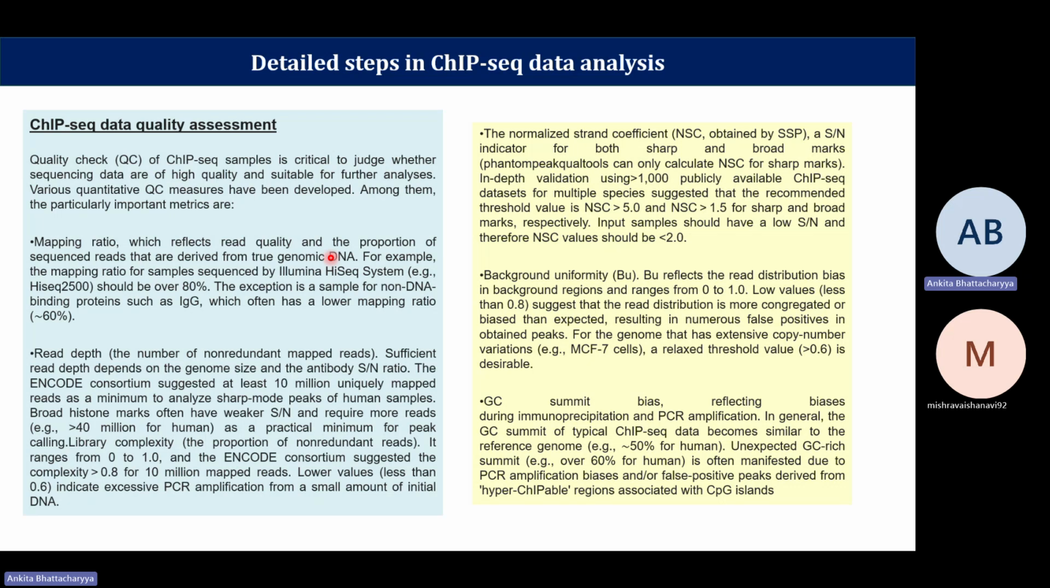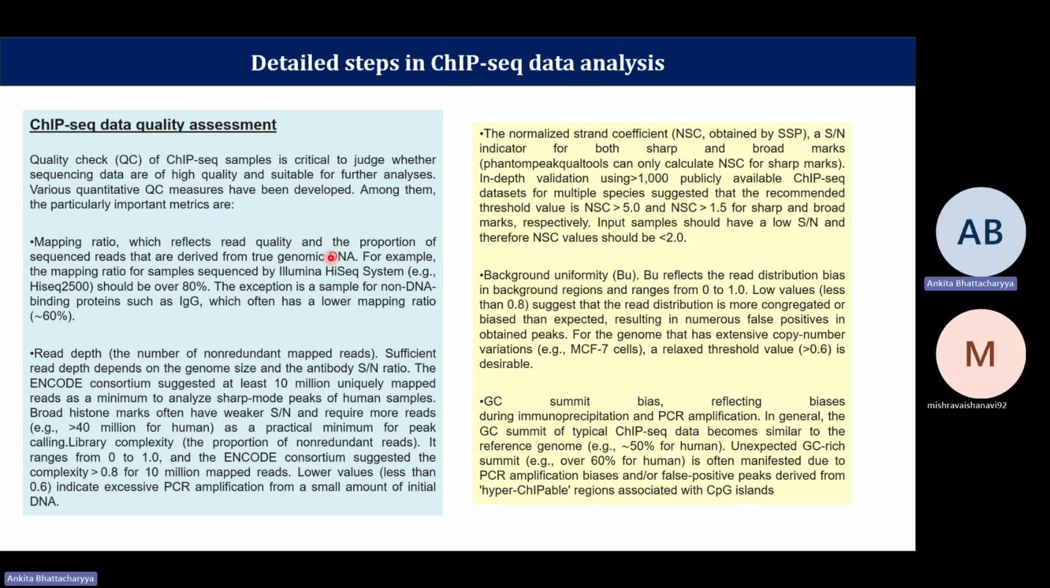Library complexity, which is the proportion of non-redundant reads, ranges from 0 to 1, and the consortium suggests that complexity should be more than 0.8 for 10 million mapped reads. Lower values indicate excessive PCR amplification from a small amount of initial DNA.